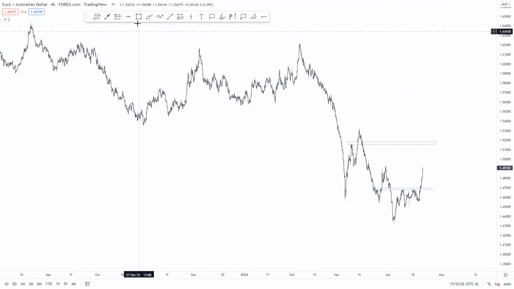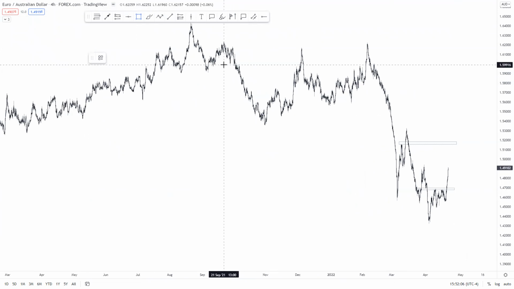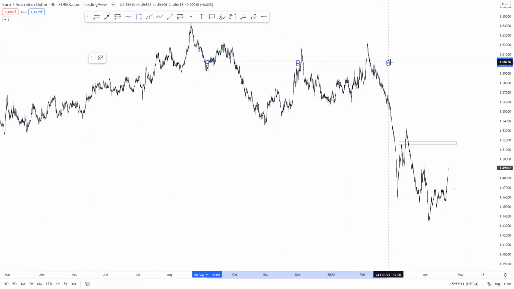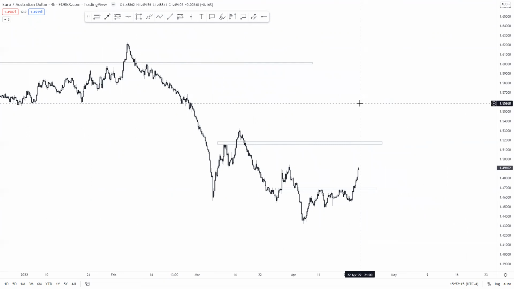And you can see that this region really lines up with this lows, lows, lows, high, high, small low. So that is my outlook for Euro AUD.